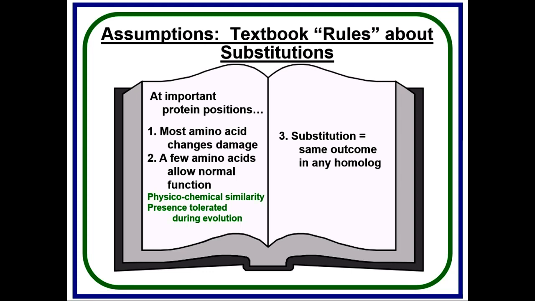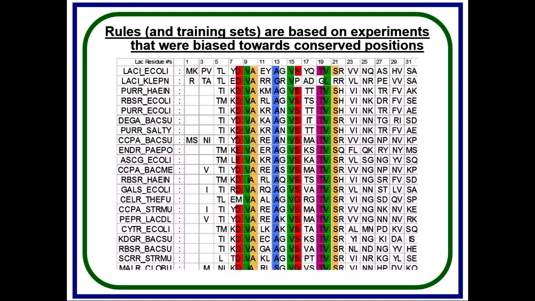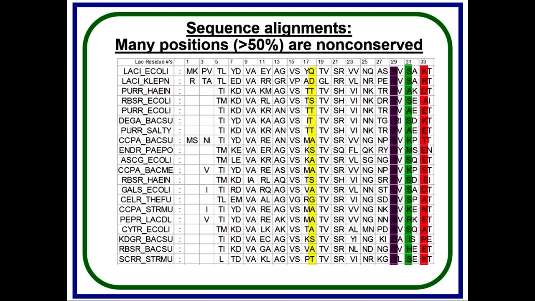In thinking about this common input and textbook assumptions, we realize there's a disconnect because these substitution rules were based on experiments that were biased towards conserved positions. Those are the ones that do not change much during evolution. But if you look at a sequence alignment for most protein families, many of the positions, many times more than 50% of the positions, do change during evolution.